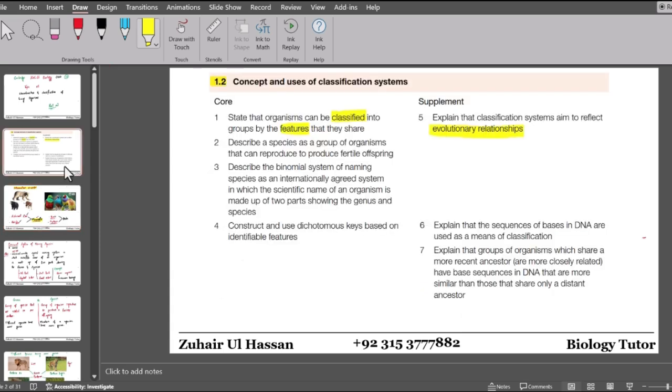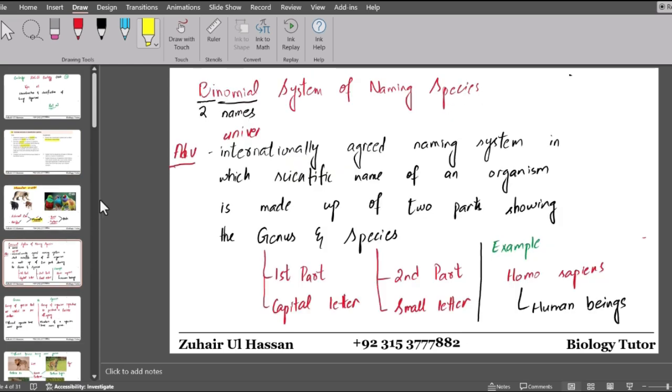Point number 2 is about the definition of the species, and point number 3 is about the binomial system of naming the species. First of all, let us talk about point number 3, the binomial system of naming species. The word binomial consists of two words, bi, which means two, and nomial, which means name. So this system of naming species consists of two names, and those two names are the genus and the species.